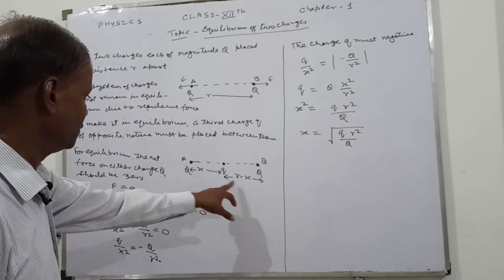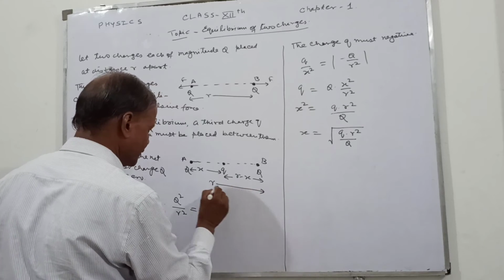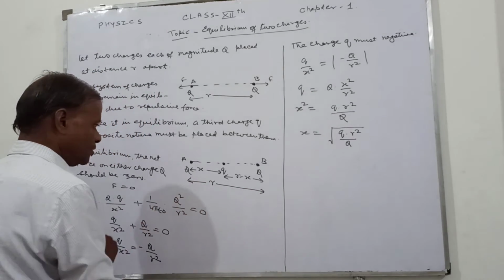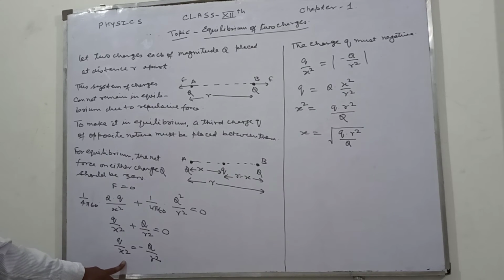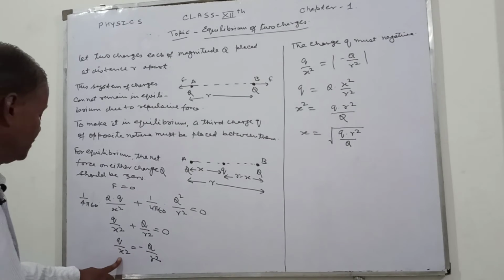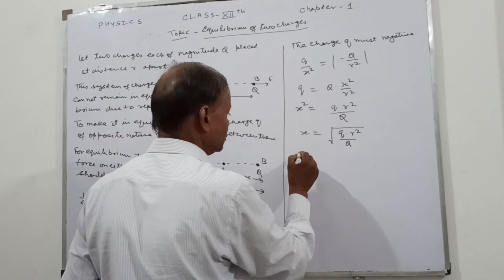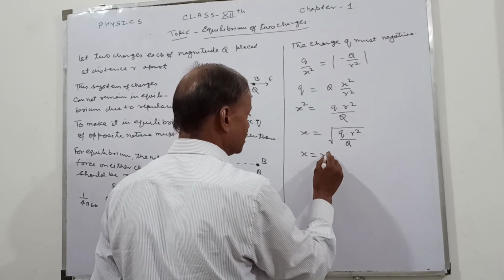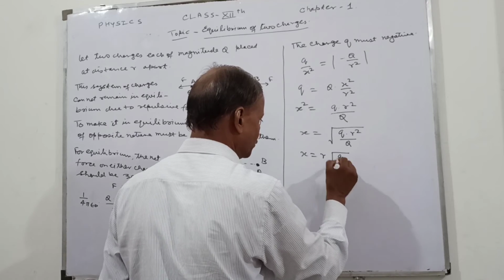Now the distance from this one is r. This is now r, q square upon r square. This will be negative, it must be negative, this is the right one. And then q, r square. So x equals r times the square root of q upon q.